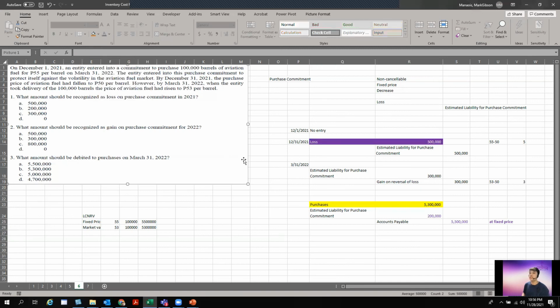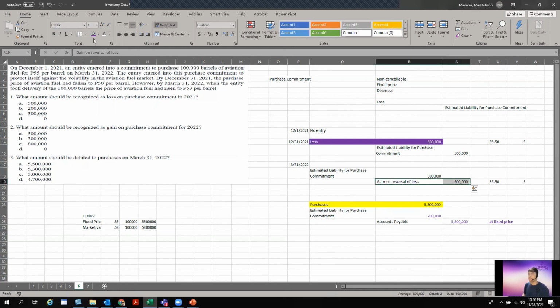Okay, next, so that would be letter A. Number 2, gain on purchase commitment for 2022. So the answer is 300,000 or letter B. And then finally, what amount should be debited to purchases?